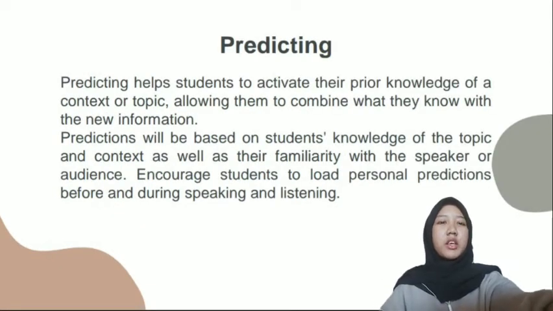Okay, number 1 is predicting. Predicting helps students to activate their prior knowledge of a context or topic, allowing them to combine what they know with the new information. Prediction will be based on student knowledge of the topic and context, as well as their familiarity with the speakers or audience. Encourage students to write personal predictions before and during speaking and listening.